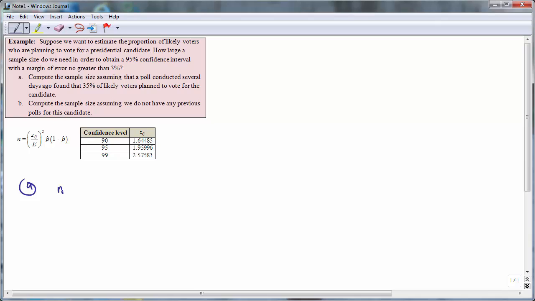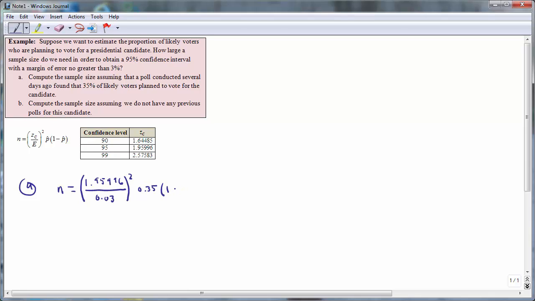In part A, the sample size is equal to z sub c, which we can read off of the table. In this case, we're doing a 95% confidence interval, so z sub c is 1.95996. We're going to divide this by the desired margin of error, 0.03, which we do need to represent as a decimal. Square it, and then for the value of p hat, we're going to use the results of the previous study, which is that p hat is equal to 0.35.